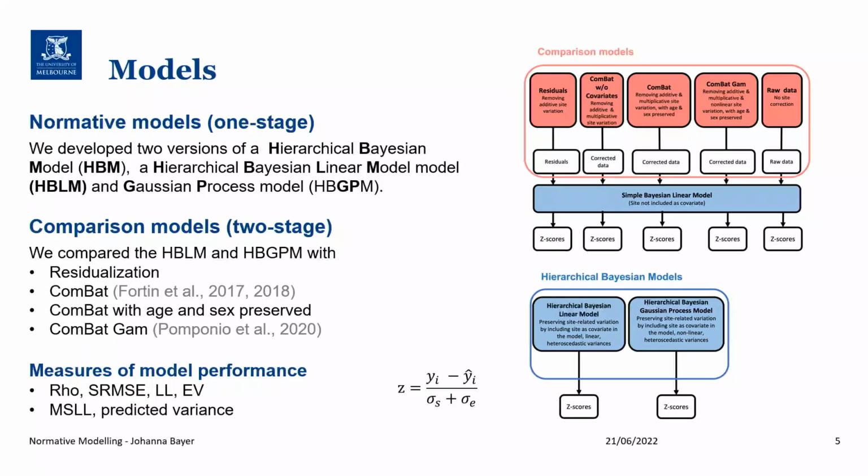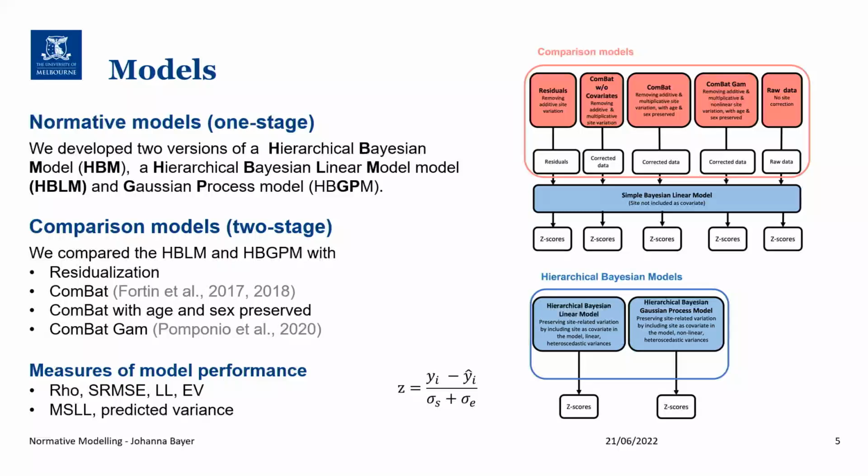So now I developed two different types of normative models. They're both based on hierarchical Bayesian modeling. But one of them is basically a linear model, so it only allows linear associations between the model and cortical thickness, and the other one contains a Gaussian process model, allowing for non-linear associations.